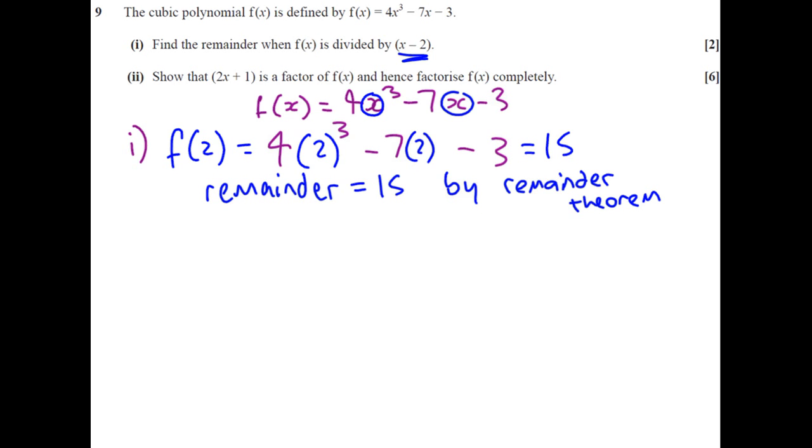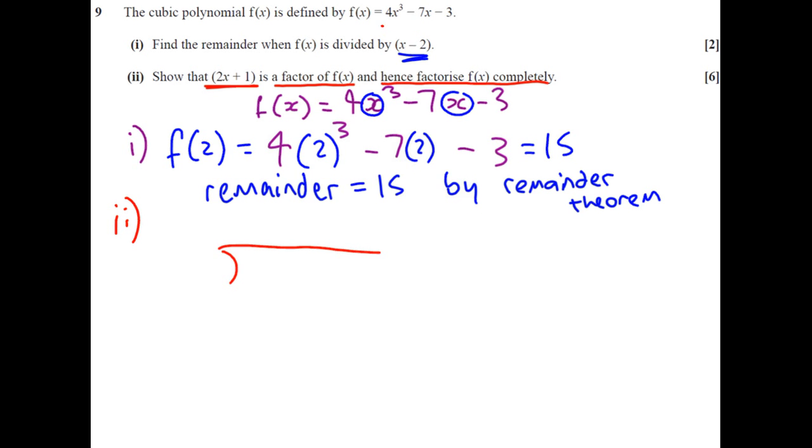Part 2 is going to force you to do long division by showing something is a factor and then factorize. Okay, so we want to factorize fully. There's a couple of ways to go about this. Personally, I would go about it by trying a long division. You could go about it by guessing of the factors and seeing when f of x equals 0. But I'm going the long division route.